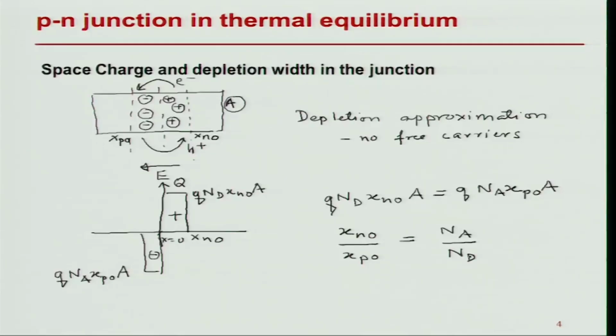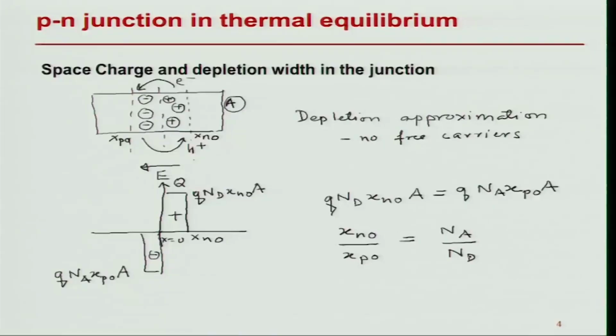Now, this is an interesting equation because it says that if I have high doping on one side, the depletion region on that side will be smaller. If I have lower doping, the depletion region will be larger. Interesting concept also for further application of devices. If I want large depletion width, I should have a lower level of doping. If I want a smaller depletion width, I should have a high level of doping. So, just from the considerations of space charge and depletion approximation, we can estimate the relative depletion width. And here I would also like to define the total depletion width of a p-n junction as x_n0 plus x_p0.